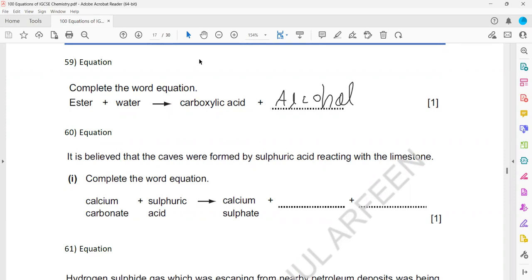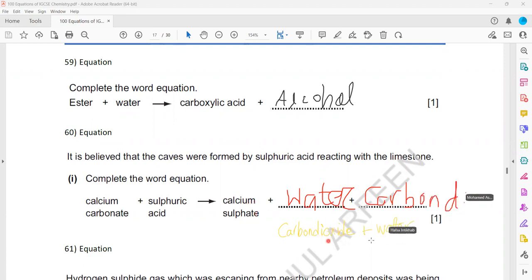The next, it is believed that the caves were formed by sulfuric acid reacting with the limestone. So complete the word equation: calcium carbonate is reacting with sulfuric acid. As a result, it will form salt, water and carbon dioxide. So it will form calcium sulfate plus water plus carbon dioxide. And the order is not important. Carbon dioxide you can write before and water afterward. It's the same thing, no difference.